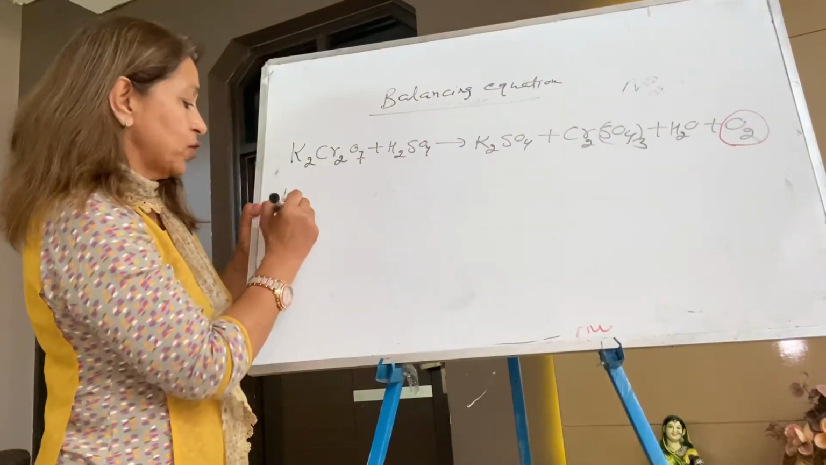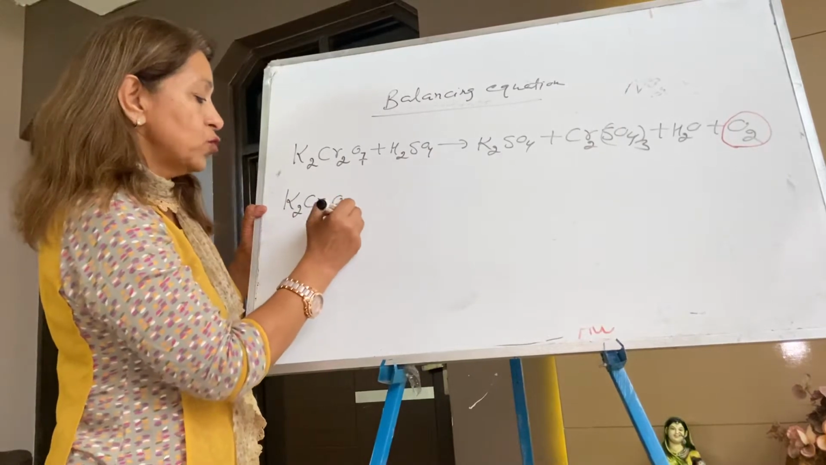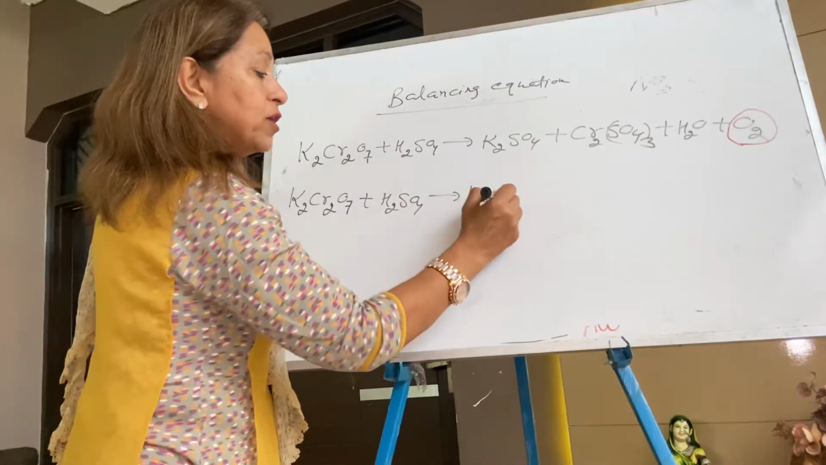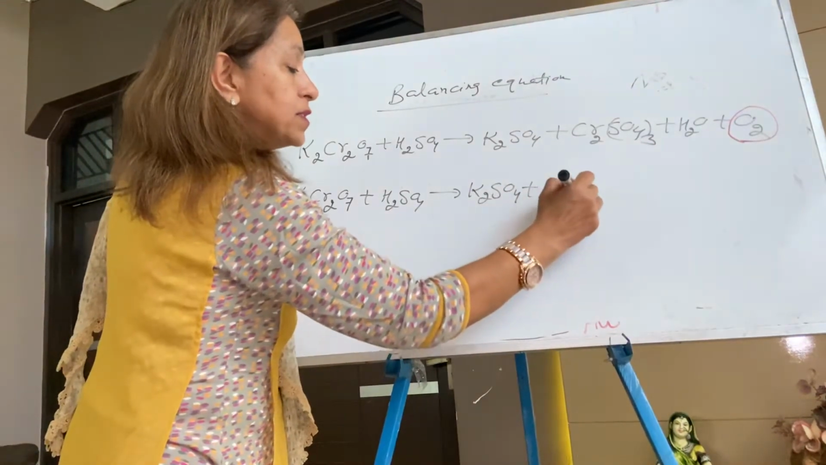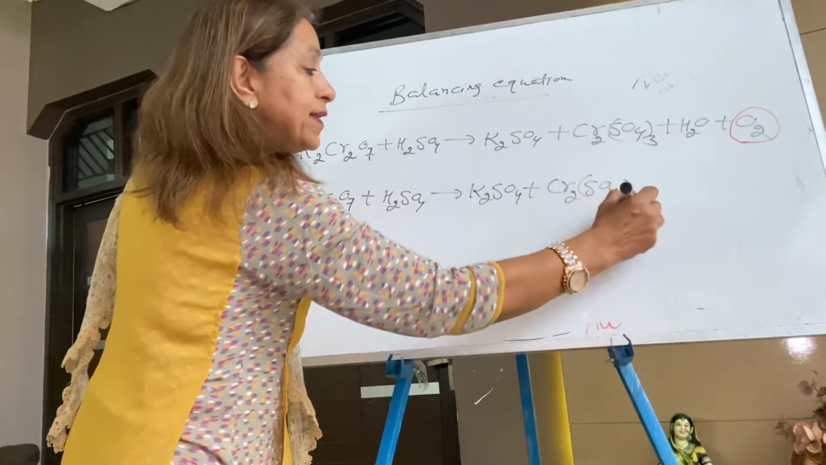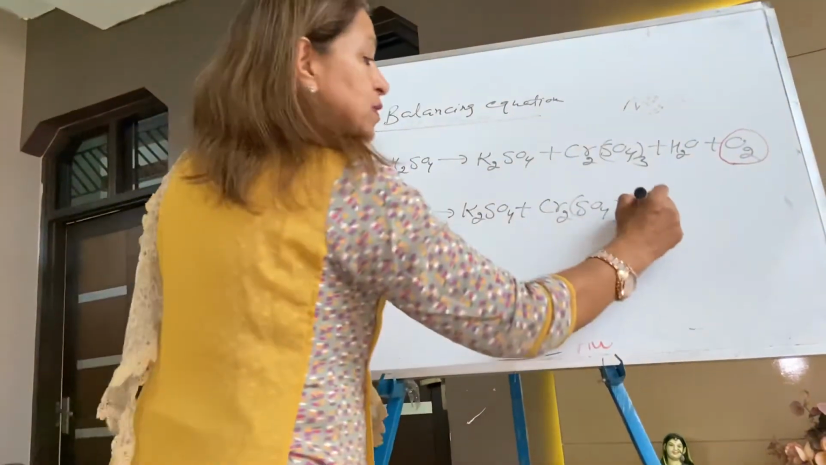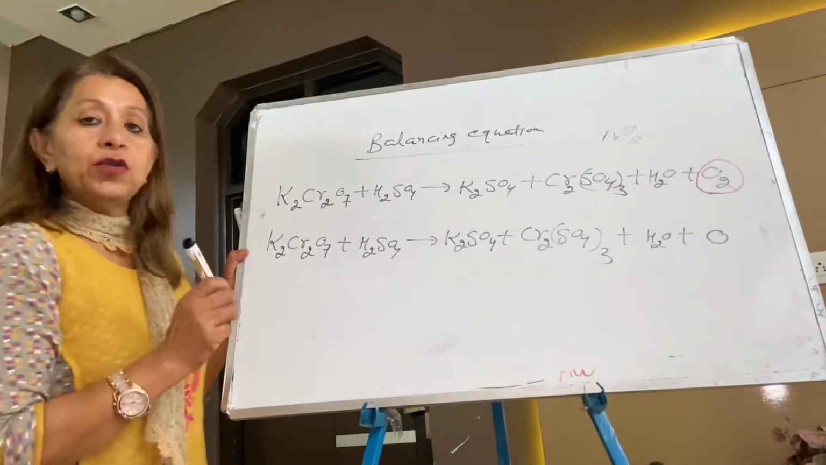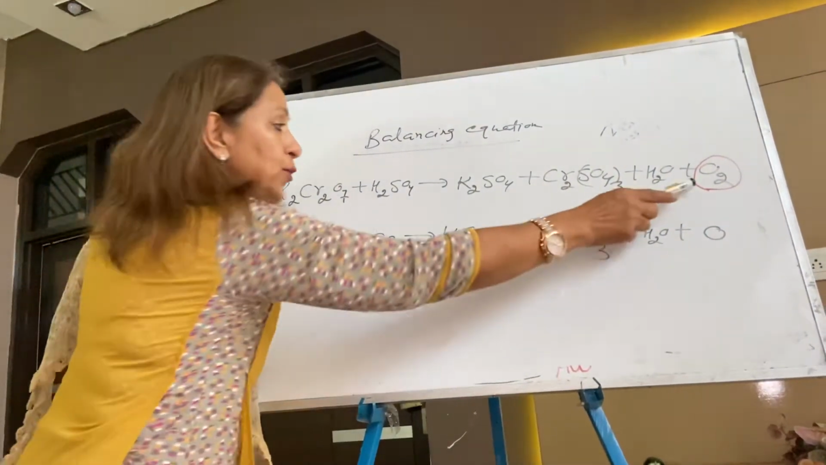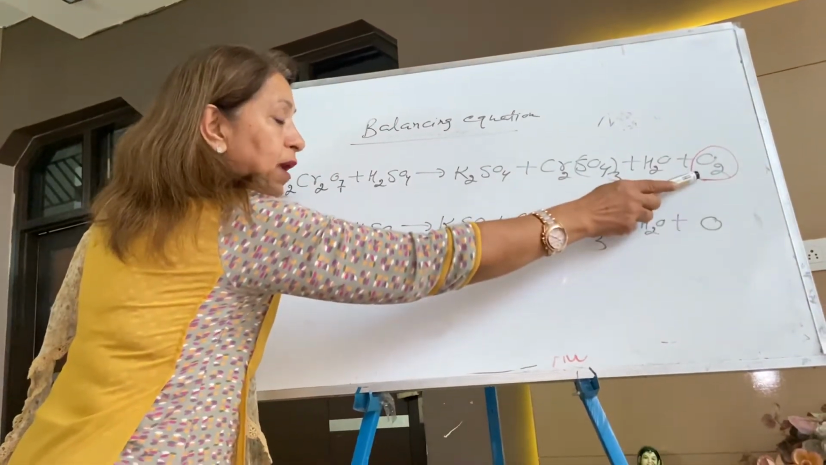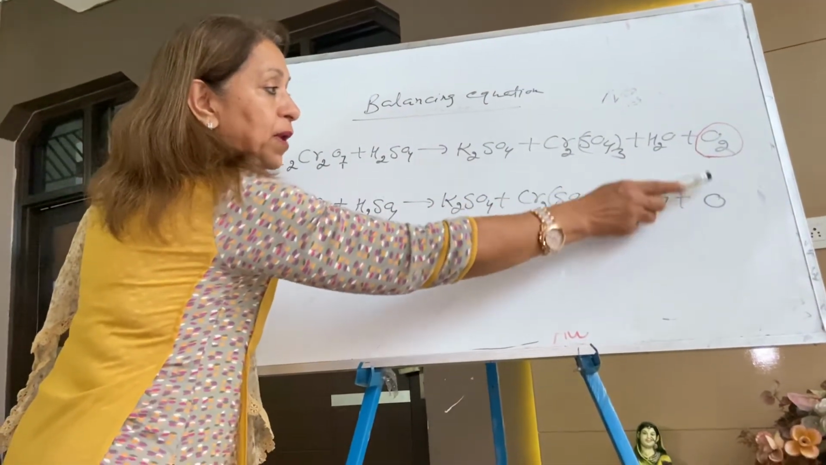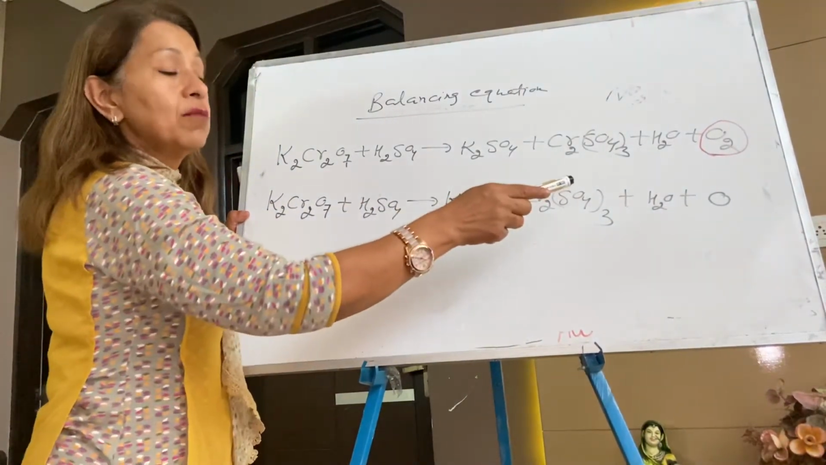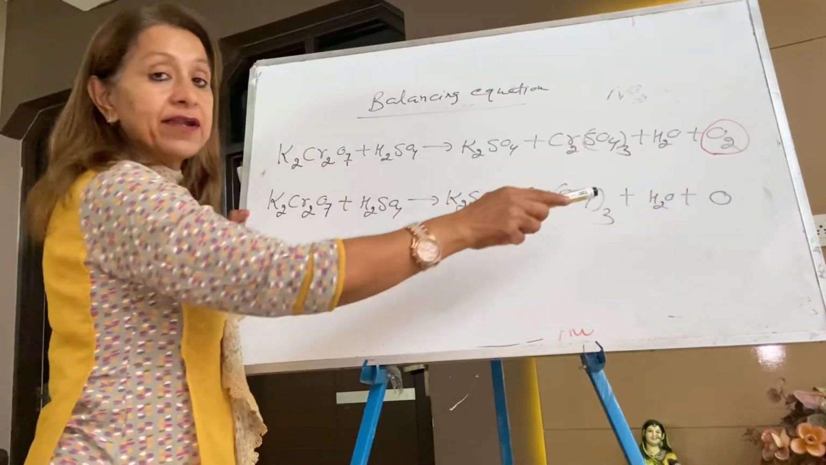Only that, the rest you can write: K2Cr2O7 plus H2SO4, arrow K2SO4 plus Cr2(SO4)3. This is the first step, plus water and plus simple O. Now what will you do, students? We have converted the simple molecule to atom. We will not pay attention to this, we will balance this at the end, right?